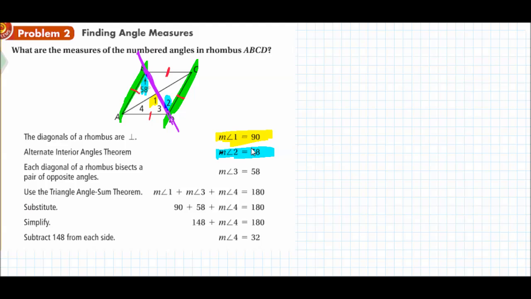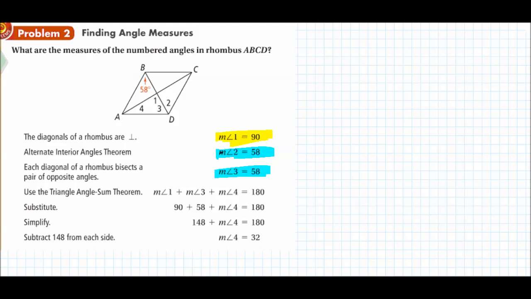If we know angle 2 is 58 degrees, and we remember about rhombuses that the diagonals are also angle bisectors, we know angle 2 must equal angle 3, so angle 3 must be 58 as well. Okay, so we've got the measure of angle 1 figured out to be 90, 2 and 3 are both 58, so now we've got to figure out angle 4.